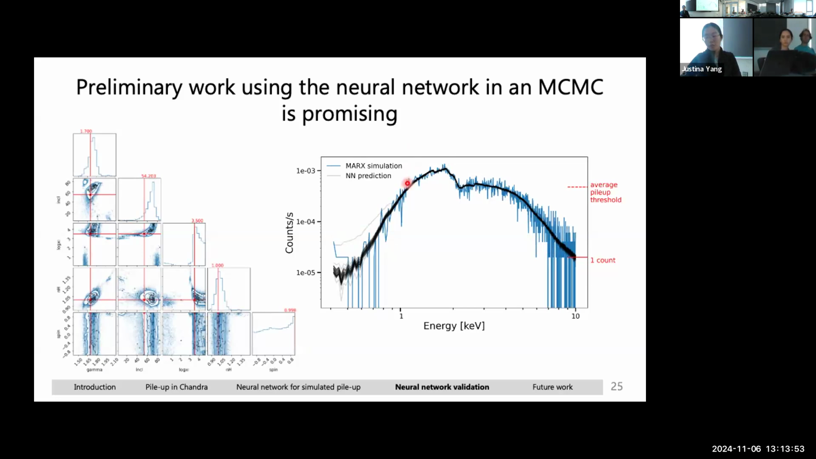Okay, so after this, I have a few more slides. Those are talking about how this neural network could be adapted to actual Chandra observations. But this is the end of what I have that's validating the neural network to emulate the simulated version of pileup, the John Davis model of pileup that Marx implements. So let me stop here and see if there are questions.